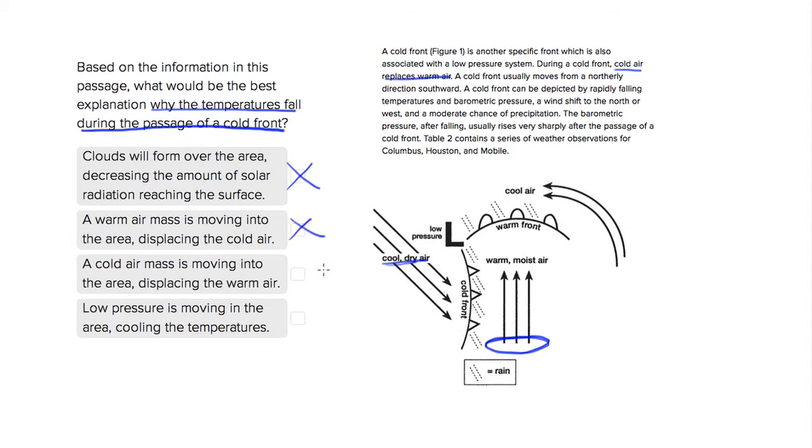Choice 3 is what we see in the diagram. The cold air mass moves into the area and displaces the warm air. Makes perfect sense. That's going to be our answer.